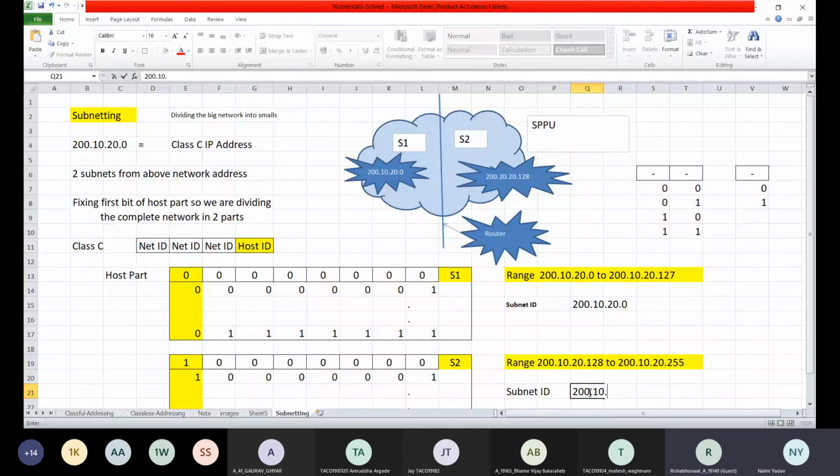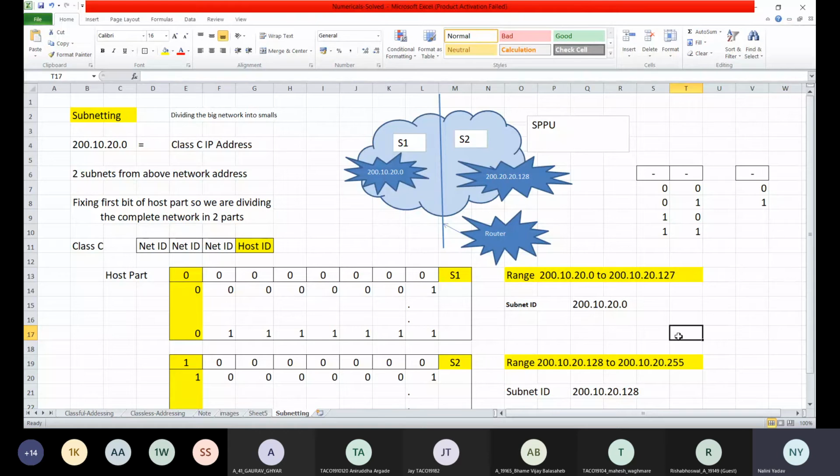Yes. The first address is used for the subnet ID or the network ID, and that is going to identify a complete network as S1 or S2. So whenever a packet comes from the outside network, if that packet has an IP address in this particular range, then it will be routed to the S1 network. And if it is within the range of 128 to 255, it will be identified as S2.